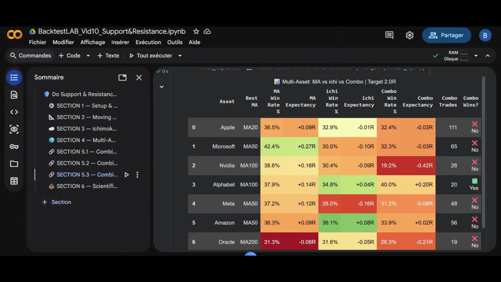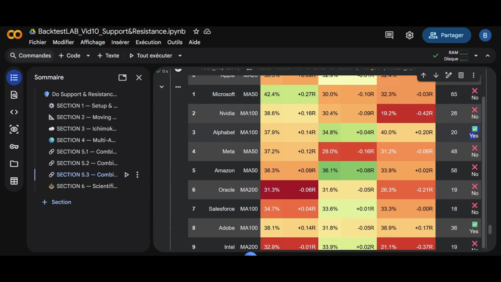You may expect that combining these strategies will give you better results, but this is not the case. If we see the Apple stock, for instance, the moving average 20 gave us this win rate. If you check, the Ichimoku gave us this win rate. However, the combination of the two of them did not improve the results. And this is where we say if the combination wins or not. You can see that sometimes the combination wins, but not all the time.